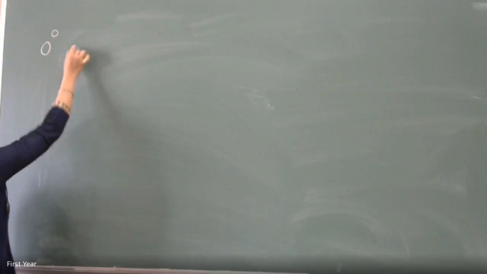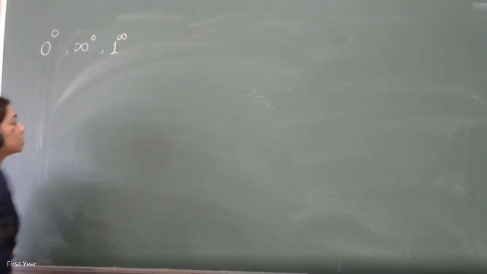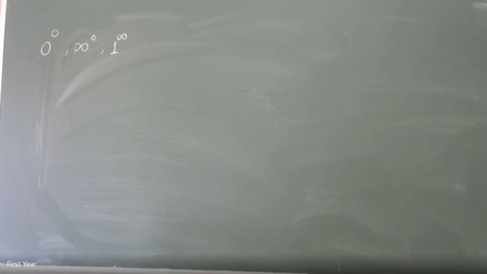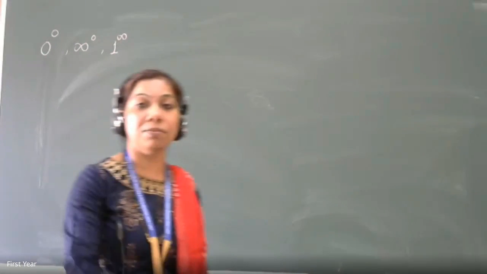Today we are going to do the last type of indeterminate form, that is exponential, which is 0 raised to 0, infinity raised to 0, and 1 raised to infinity. These are the last three types of indeterminate form which we are going to solve, and then maybe one or two miscellaneous examples. These are called exponential forms of indeterminate limits because all of them are in power.